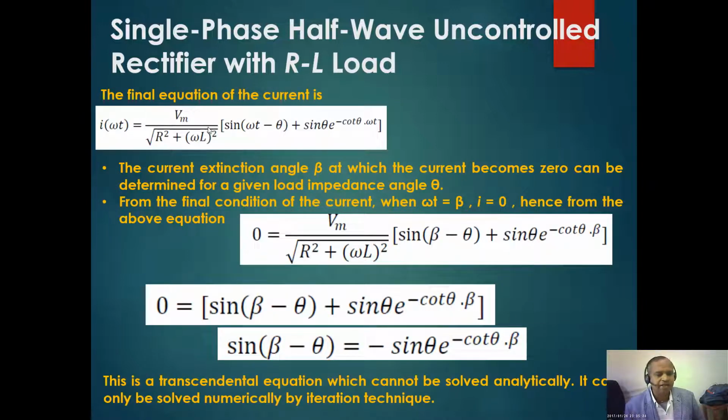Now this is our final equation, and the current extinction angle is beta. You want to find out what beta is, where our diode will stop conduction. That point is called the extinction angle beta, where the current will become 0. So when I put the current as 0 at beta, you can find this equation. This equation is a transcendental equation. It cannot be solved analytically, but numerically it can be solved.